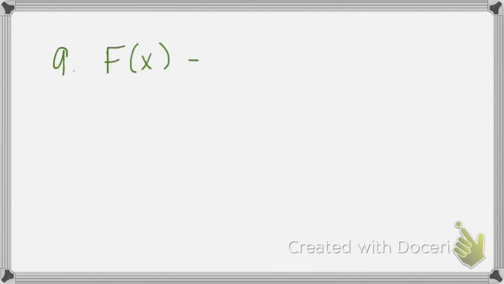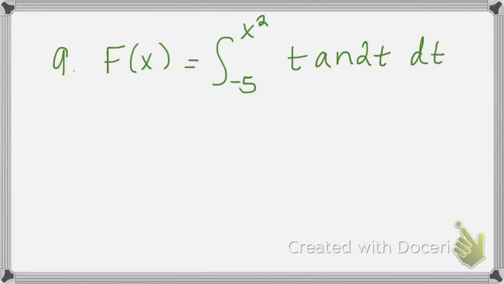Now, it might be written another way, and I just want to show you real quick. It might say, okay, big F of x is this, and it might say find big F prime of x. That just means find the derivative. So all you would do is the same as what we've been doing.